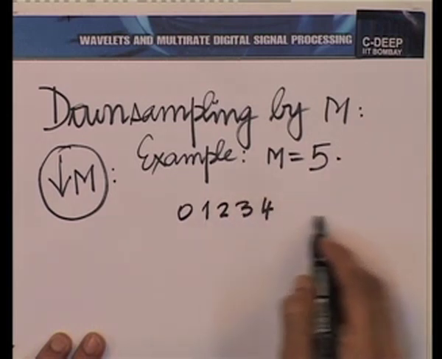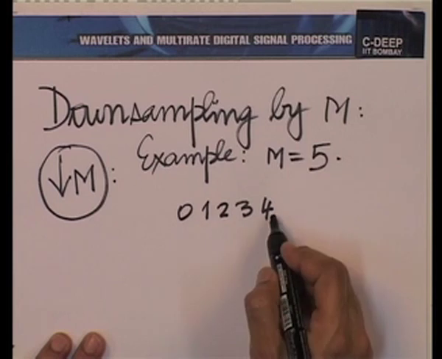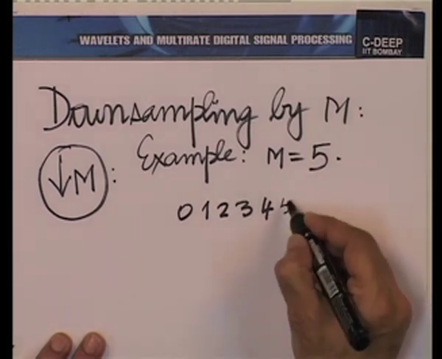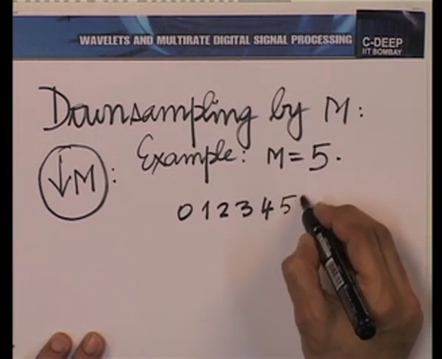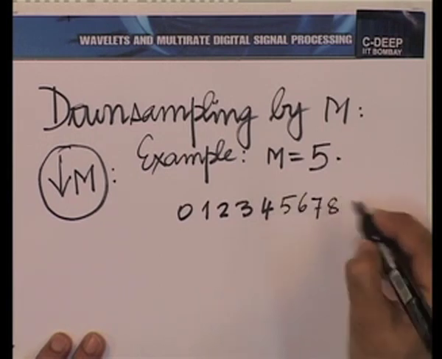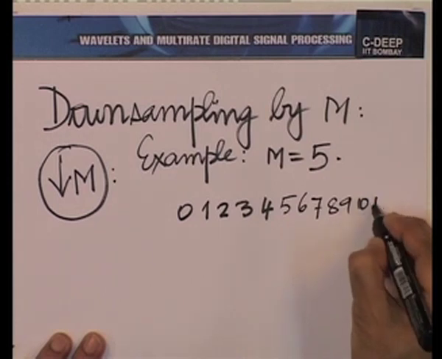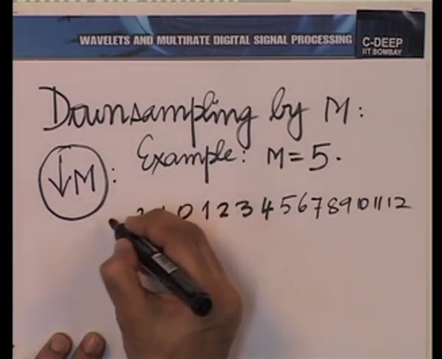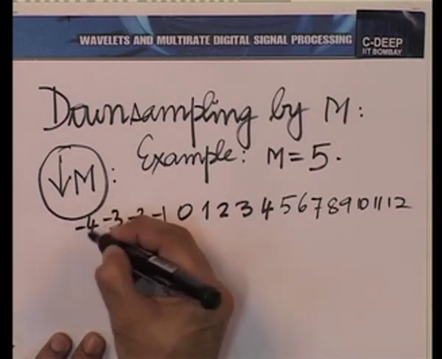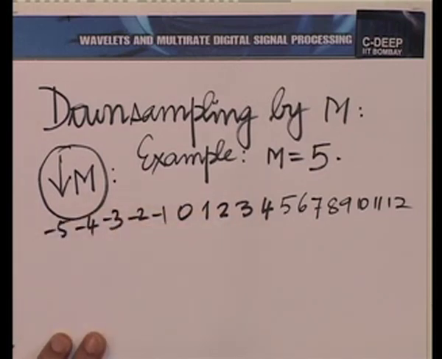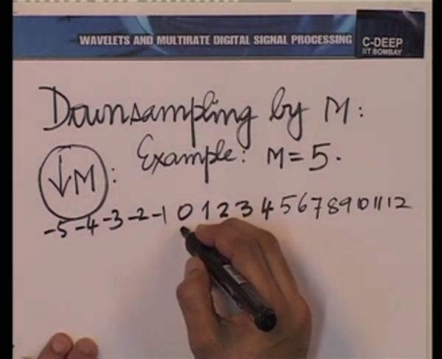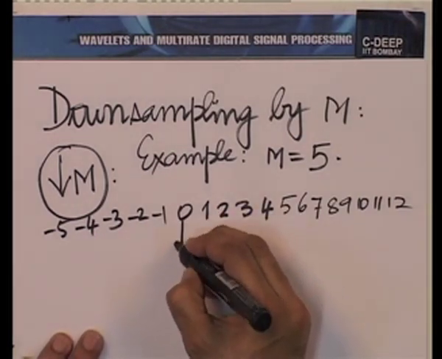Now, what I am writing here, please remember, are the indices of the samples, not the values of the samples. So, 0, 1, 2, 3, 4, 5, 6, 7, 8, 9, 10 and 11 and so on. And similarly, on this side -1, -2, -3, -4, -5 and so on. What do we do in downsampling by a factor of 5? The first step is to kill some of the samples.